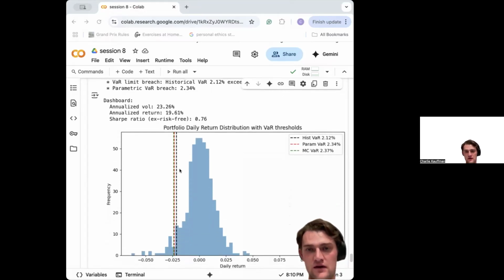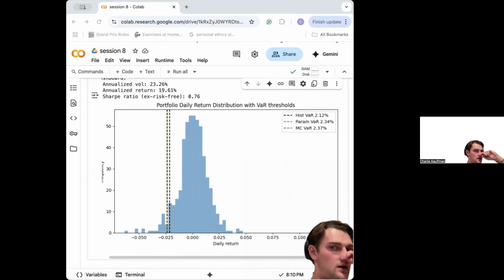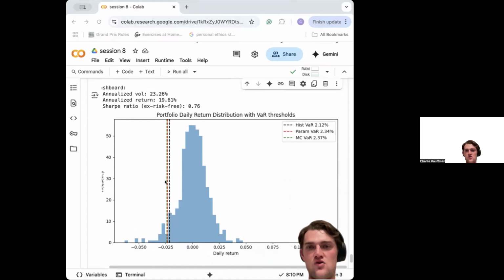And then finally, the histogram, which is my favorite part because it's not just numbers and text. It shows the distribution of our daily portfolio returns. The vertical dashed lines show the historical, parametric, and Monte Carlo VaR levels. If the histogram had a long left tail, meaning the bar heights stretch far into the negative returns, that's visual proof of extreme downside risk.